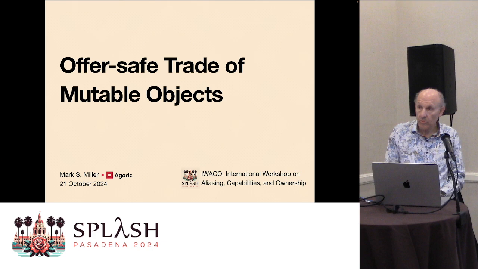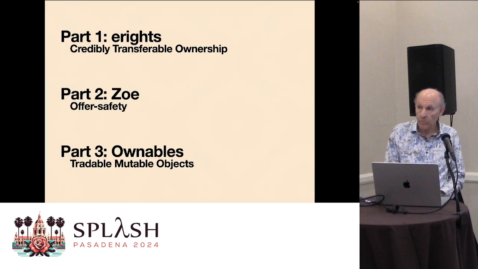Okay, I'm Mark Miller, and I'm going to speak to you today about our approach to ownership in support of the goal of offer-safe trade of mutable objects. The talk itself is split into 3 parts. In the first part, I'm going to explain our approach to ownership, which we call e-rights, the key attribute that we achieve there that distinguishes it from other ownership systems is credibly transferable ownership.